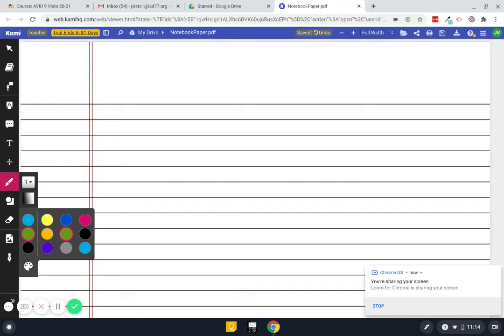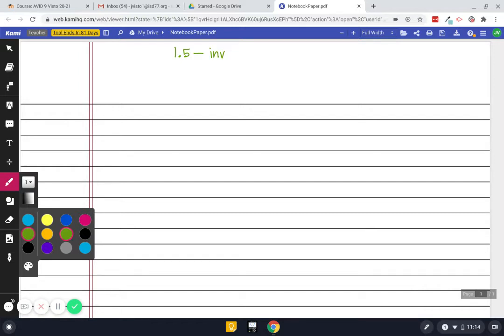Good morning. We are looking at 1.5, and we are looking at inverse functions. In other words, how do inverse operations generate inverse functions?